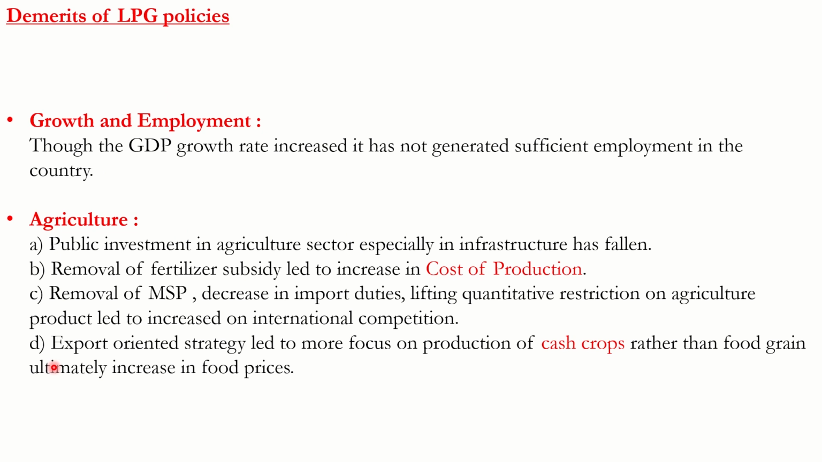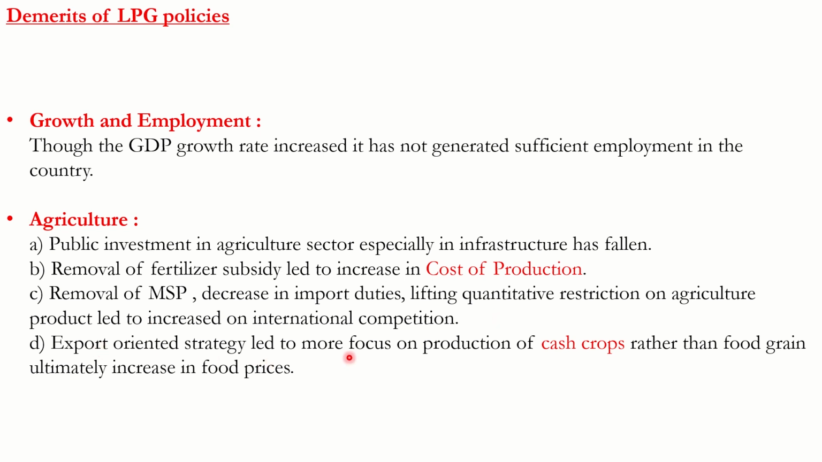LPG also has demerits relating to growth and employment. There was an increase in GDP, that is, gross domestic product has been increasing, but employment generation was not there. Relating to the agriculture sector, public investment, meaning the government, was not investing much in infrastructure. After removing the fertilizer subsidy, the cost of production of the farmers increased. Government has also removed the MSP, that is minimum support price, decreased import duties, and lifted the quantitative restriction on agriculture, which has led to an increase in international competition.